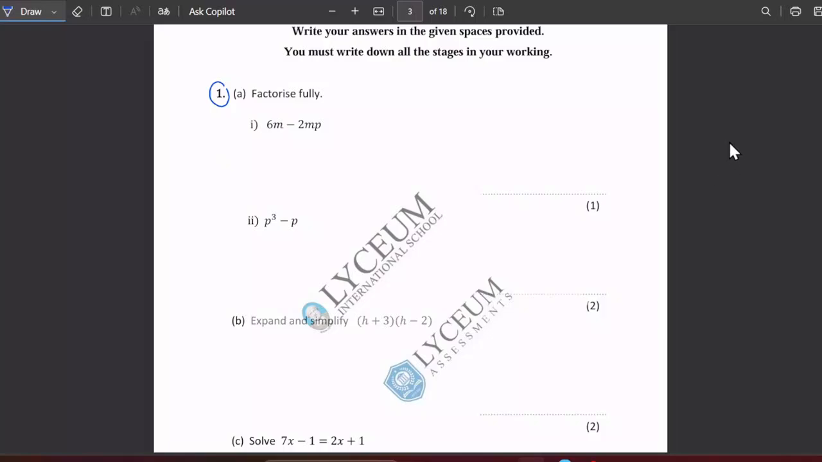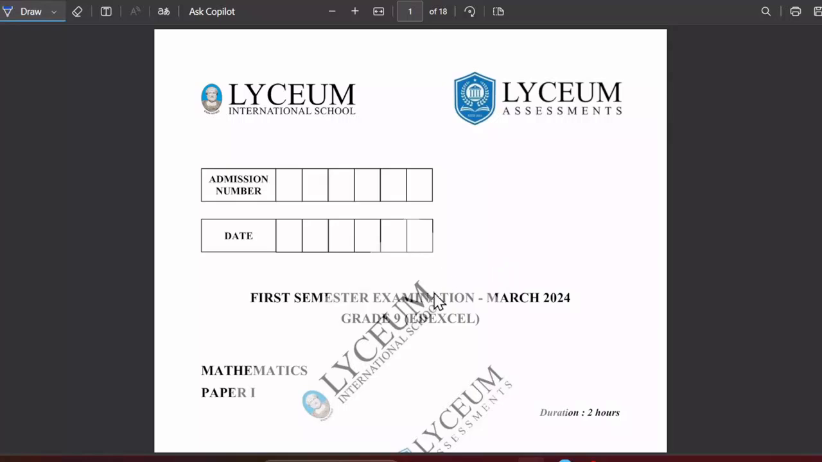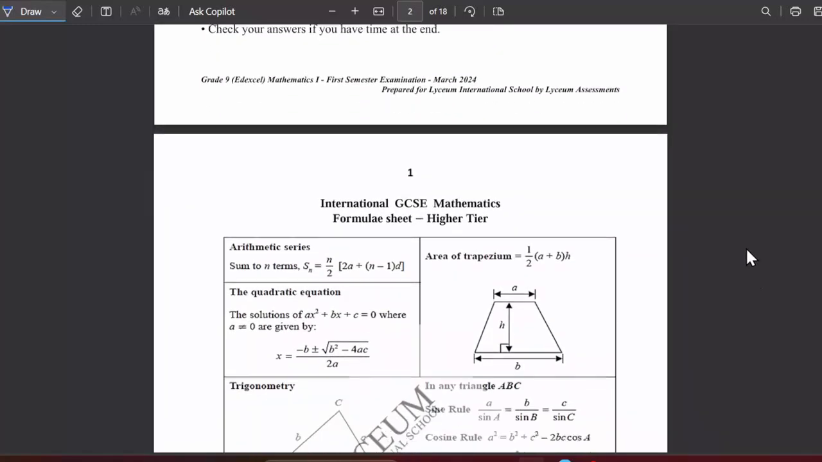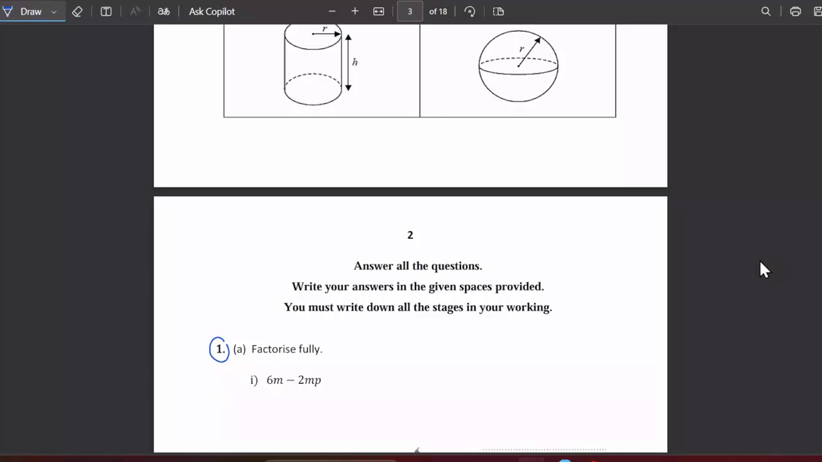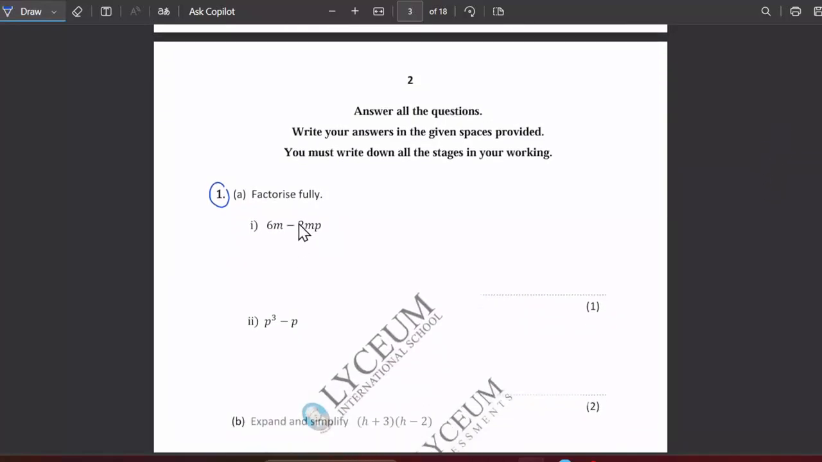Everyone. Today we are going to discuss the first semester examination March 2024 maths paper of grade 9. Okay, let's start from the part 1 first question. Okay, first one says factorize fully. Okay, you have to factorize this expression.